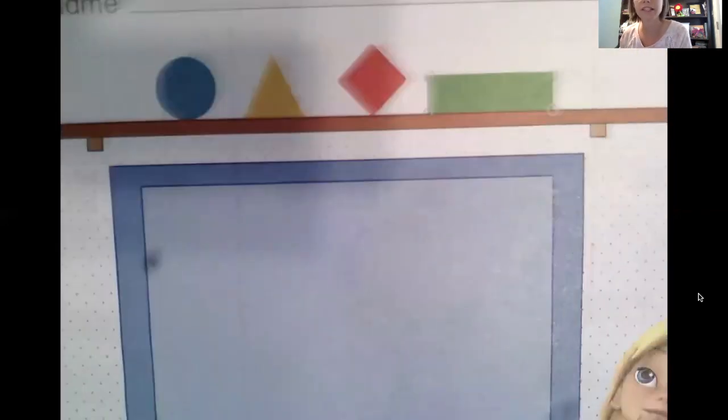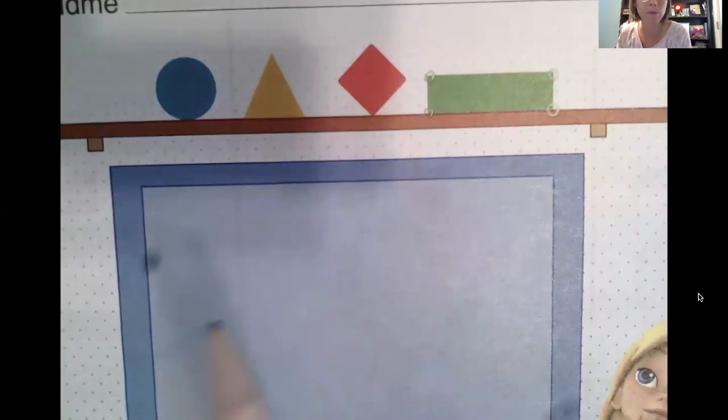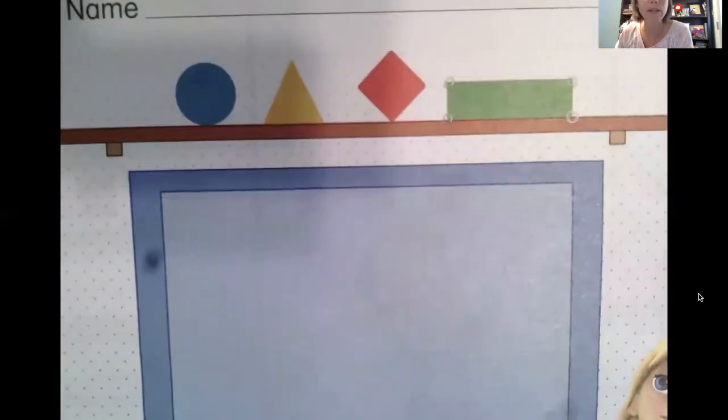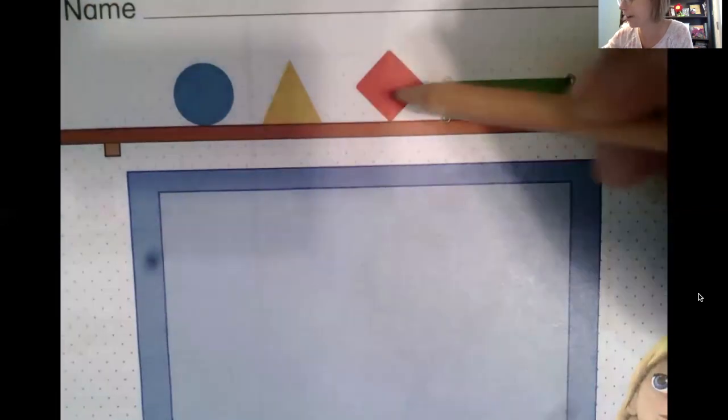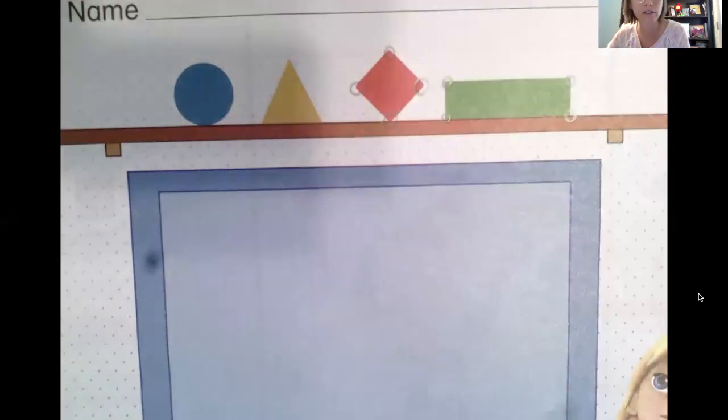So those are 4 vertices. How many vertices does this square have? Looks like a diamond, but it's just a square turned sideways. Look, if I turn it like this, what does it look like? Looks like a square. So it's actually just a square turned sideways, like doing a flip. How many vertices does this square have? 1, 2, 3, 4. Okay, so we've got 4 corners, which are called vertices or a vertex.